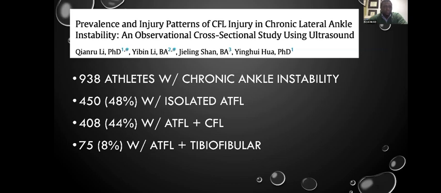Here's a much bigger study, an observational cross-sectional study looking at athletes with chronic instability. This looked at over 900 athletes, and it found similar results: about half of the people had isolated ATFL tears, and about the other half had ATFL and CFL. However, this one also looked at the tibiofibular ligament, and found about 8% with ATFL and tibiofibular injuries. And once again, just like the previous study, there were no cases with an isolated CFL injury.